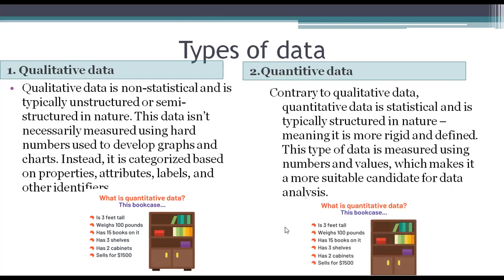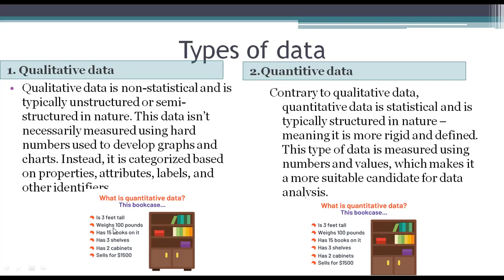In the same example, both qualitative and quantitative data appear, and it totally depends on our point of view. For example, we see the bookshelf is 3 feet tall. Here 3 is a numeric value, it is rich and defined, so 3 is quantitative data. But tall is a quality of this bookcase. So tall is the quality.